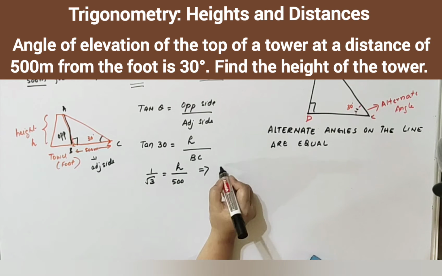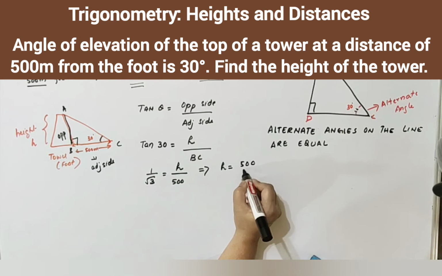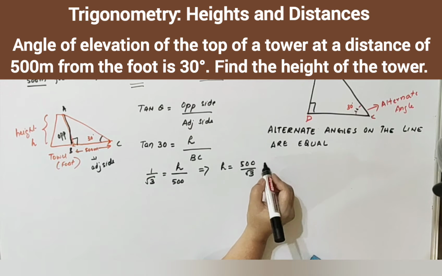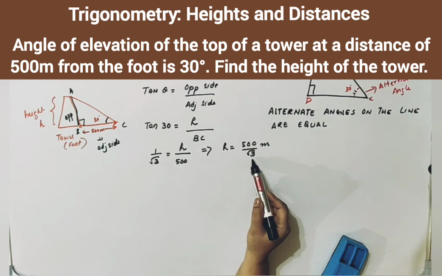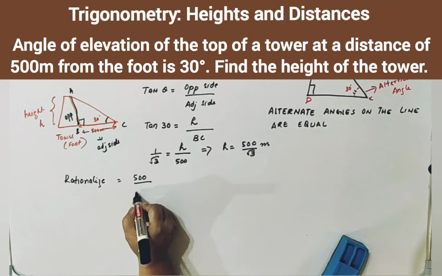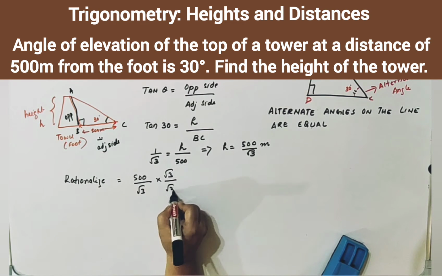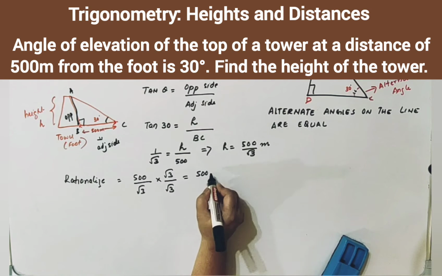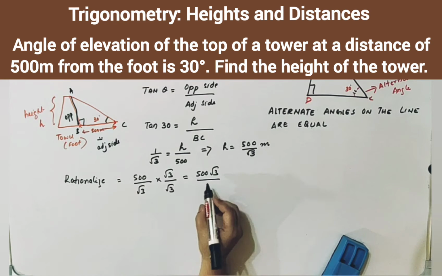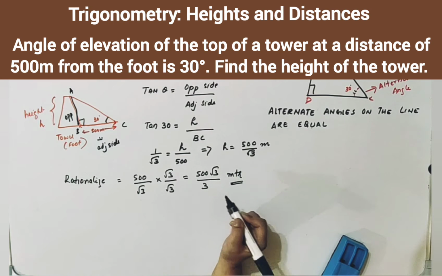So what do we get? We get H is, we will shift 500 to the other side, so we get 500 by root 3 meters. Now we will have to rationalize the denominator. We cannot have root 3 in the denominator. Whenever we have roots in the denominator, we will have to rationalize. How do we rationalize? We multiply and divide by the denominator. So we have root 3 here. We multiply and divide by root 3. So this will become 500 into root 3 by root 3 into root 3, which is 3. So this is our final answer. Height of the tower is 500 root 3 by 3.